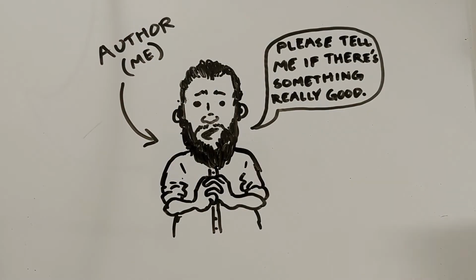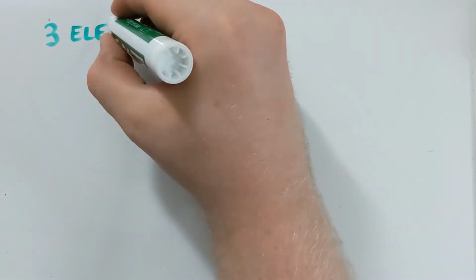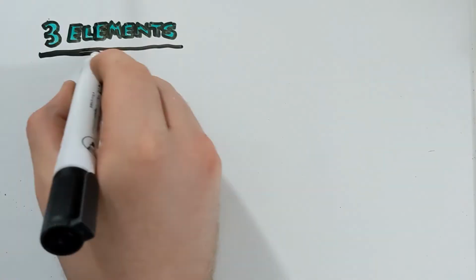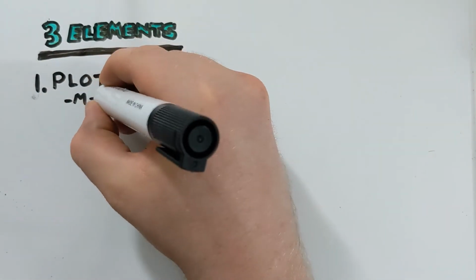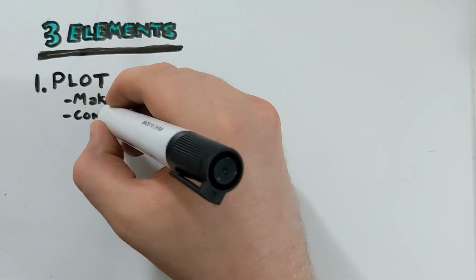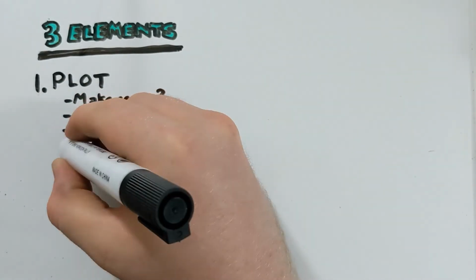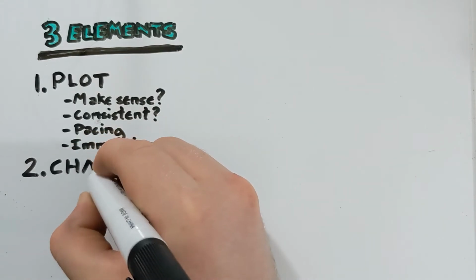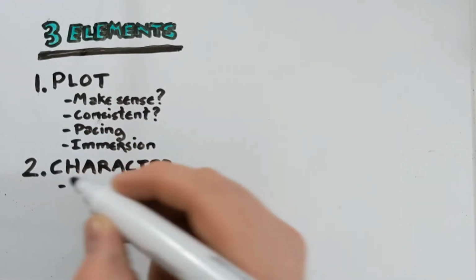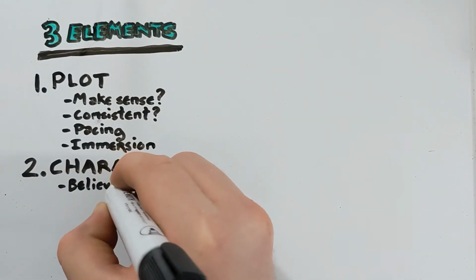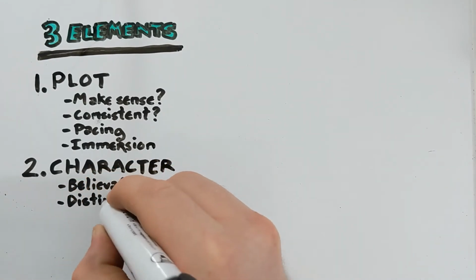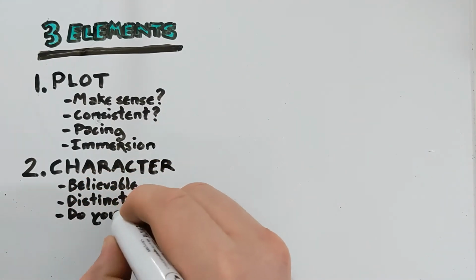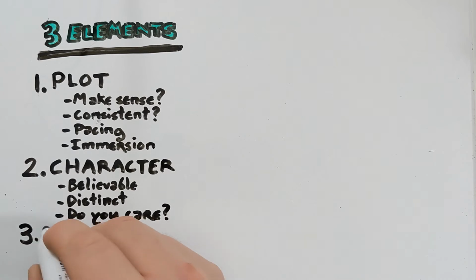All right, now let's do a quick summary, shall we? Three elements to pay attention to. Plot. Does the story make sense? Is it consistent? How is the pacing? How was your immersion in the story? Character. Are the characters believable? Do they each have distinct characterization and voice? Do you care about what happens to the main characters? Why or why not? Progress.